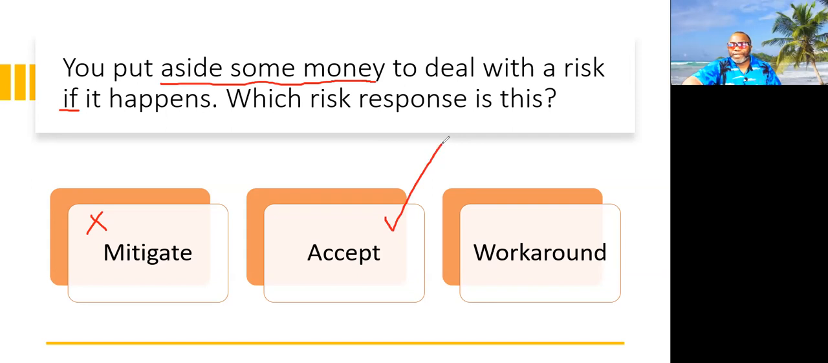If you put some money aside to deal with the risk, if it happens, it's not a workaround because you've already kind of made a response in some way by putting the money aside, but it's not the most proactive response, but it is a response. We refer to that as accepting because you're not doing anything except the risk does happen. So it's not proactive, you're accepting it, but if it happens, there's some money put aside. We'll talk about that one in a little bit.